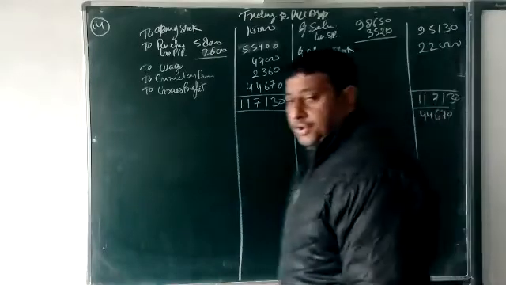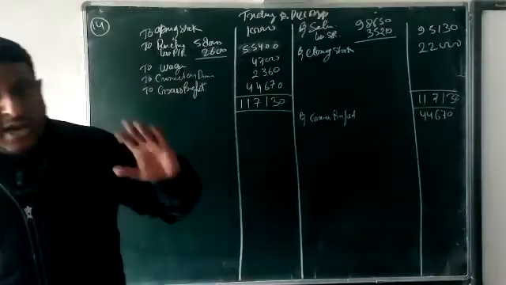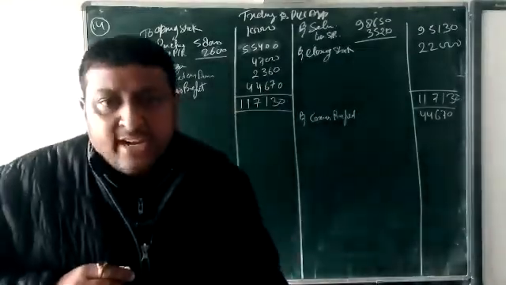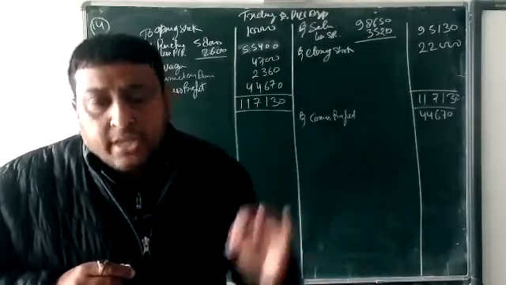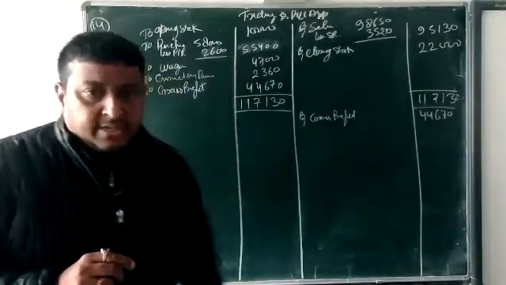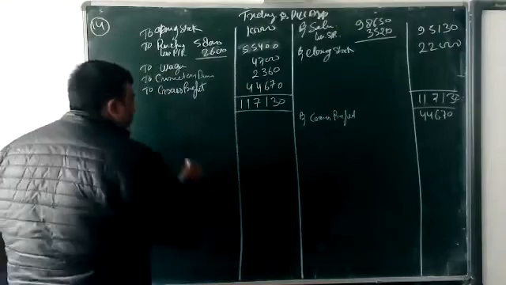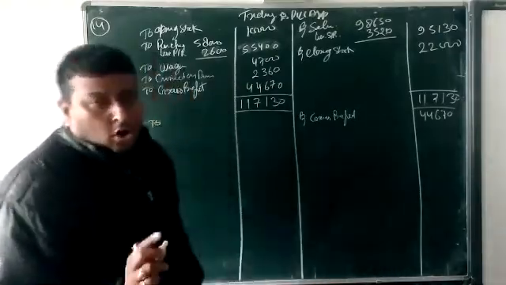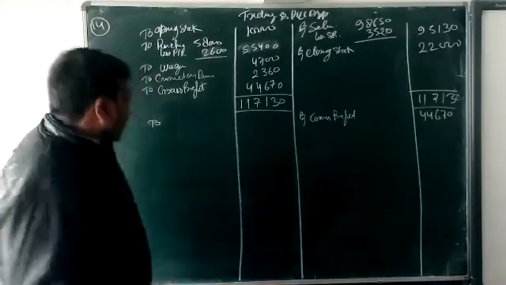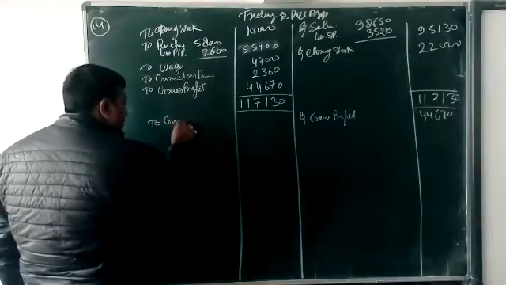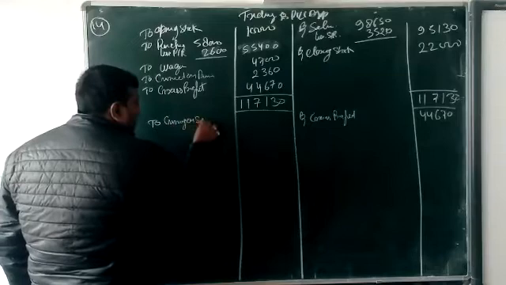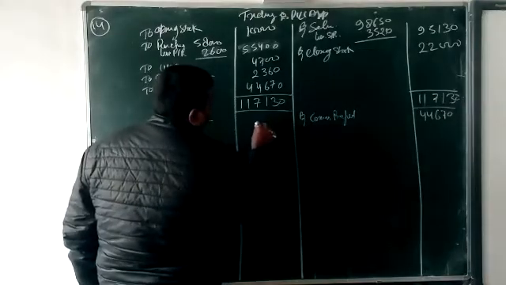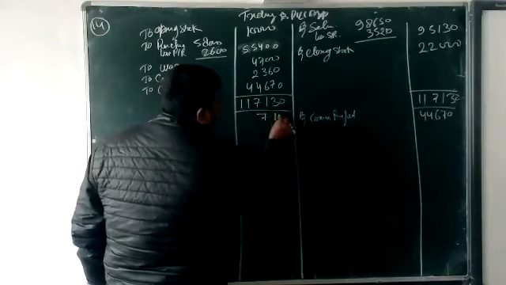That amount is 44,670. Now again tell all the expenses for the debit side which we did not put in the trading account. Okay, just read. Office expenses, carriage on sales. Carriage on sales amount, 710.